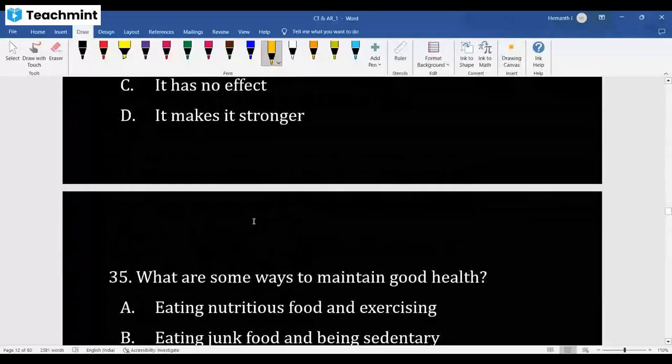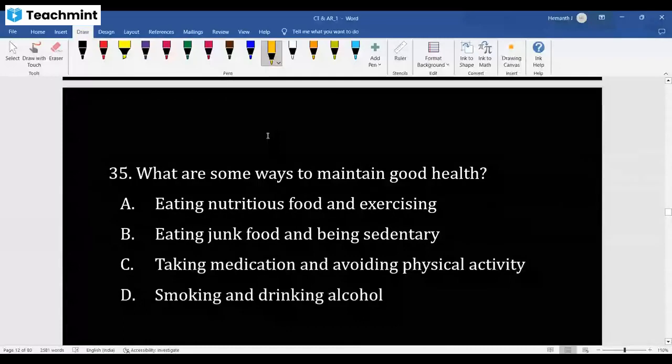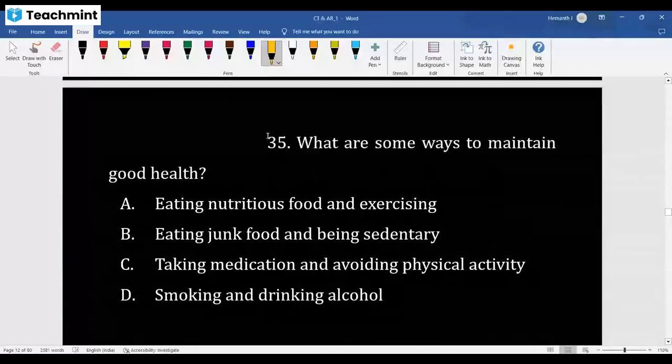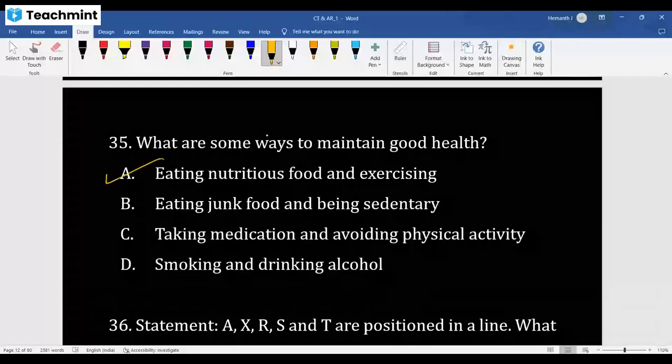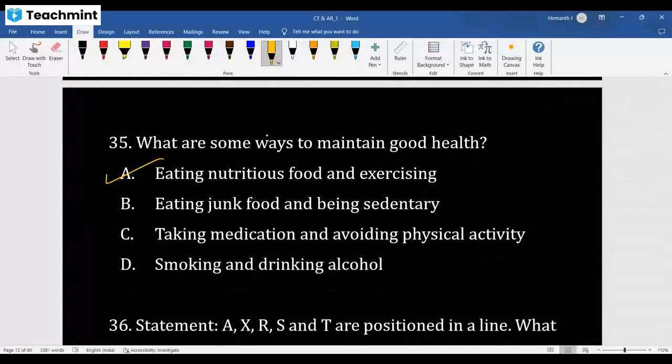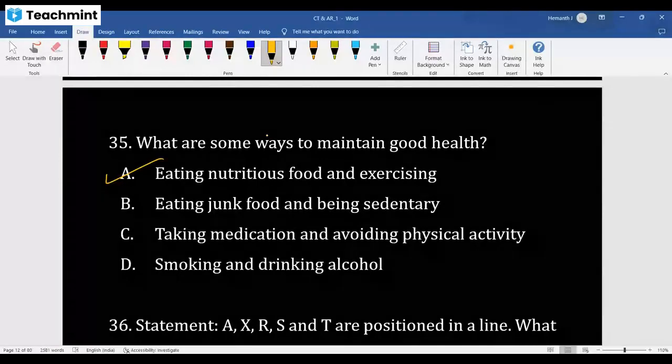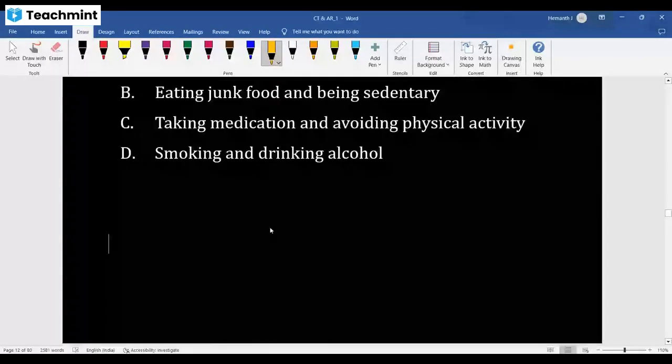What are some ways of maintaining good health? Exercise, and they have given some related stuff, right? So yeah, nutritious food and exercise. Junk food, no. Medication and avoiding physical activity, no. Smoking and drinking alcohol, no. They're given in the last line, right? So read one time. That's also present in the paragraph only.